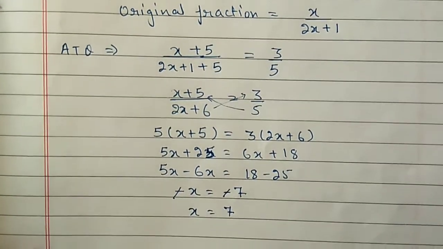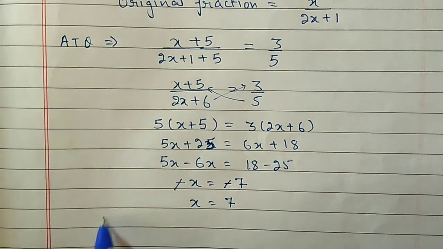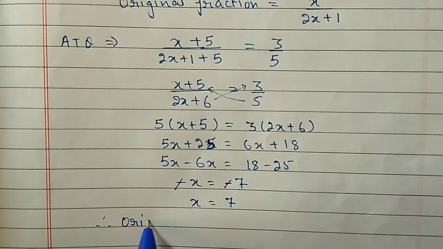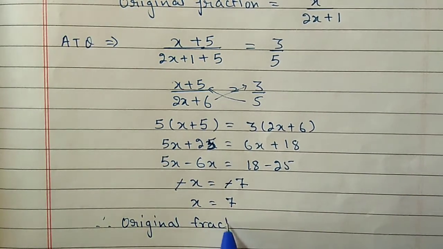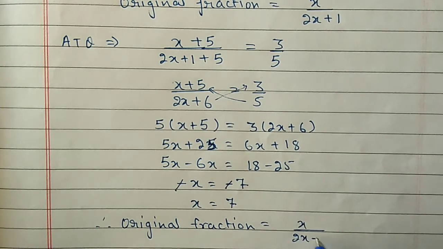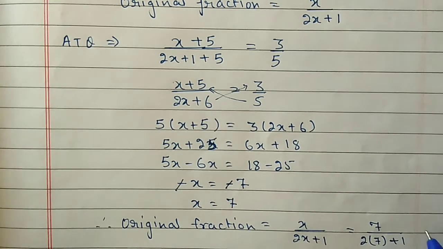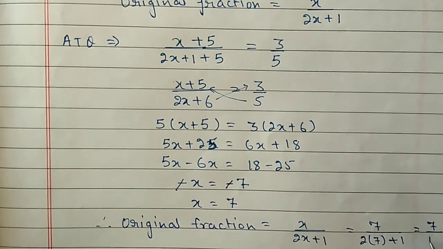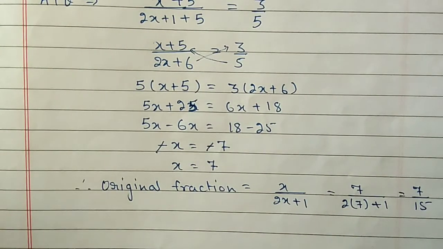7. After getting the x value we can substitute here in the original fraction. Therefore, original fraction is x by 2x plus 1. So, substitute value here, x is 7 and 2 into 7 plus 1 means 7 by 15. So, the answer is here 7 by 15.